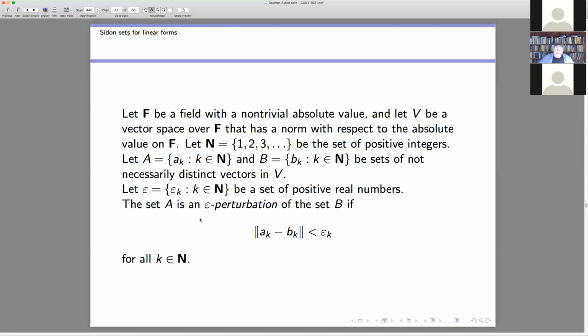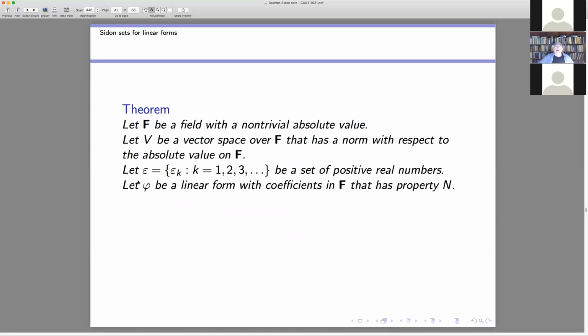So an epsilon perturbation is when the norm of the difference a_k minus b_k is less than epsilon_k for all k. And so one has the following theorem. You take a field with a non-trivial absolute value and a vector space that's normed with respect to the absolute value. You take any sequence epsilon of positive real numbers, and you take a linear form phi with coefficients in F for which Sidon sets exist. That means that this linear form satisfies this property N.